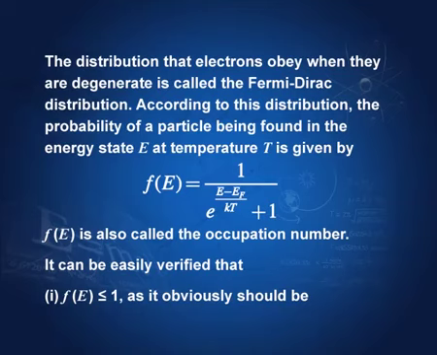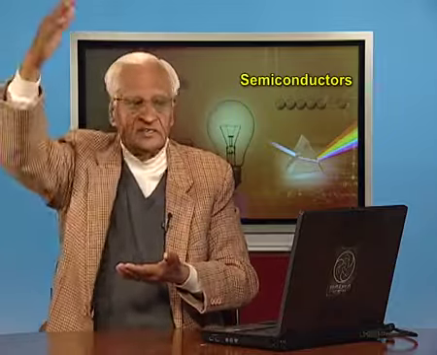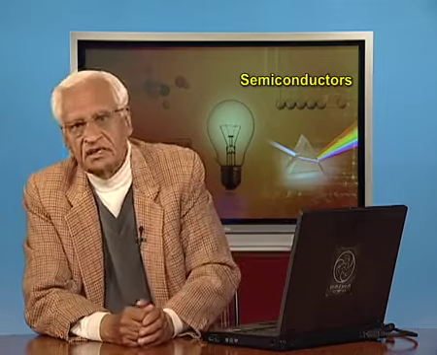This is called the occupation number, and it can be easily verified that, note this plus sign, this F e is either less than or equal to 1. At the most it can be equal to 1. Then if you differentiate this function, you find d of F e by dE is less than 0. This means that the occupation number decreases as E increases. That is the property of a degenerate gas, that as we go to higher energy states, the occupation probability decreases.